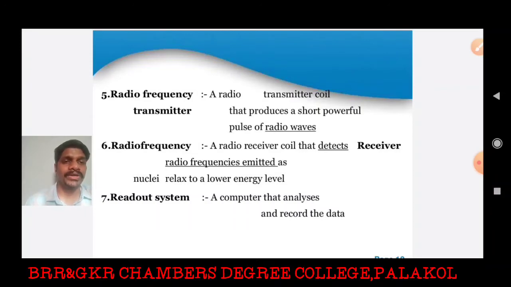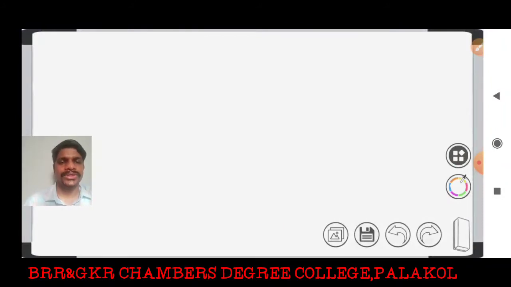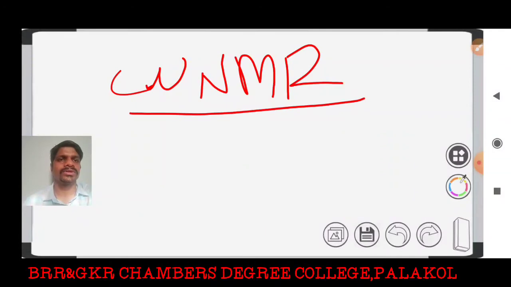Let us see what happens in CW NMR and FT NMR. Let us discuss in detail on a whiteboard. The first instrumental technique is CW NMR. In CW NMR, the main components are magnet, coil, radio frequency source, radio frequency receiver, detector, and recorder. These are the common components for both CW NMR and FT NMR.